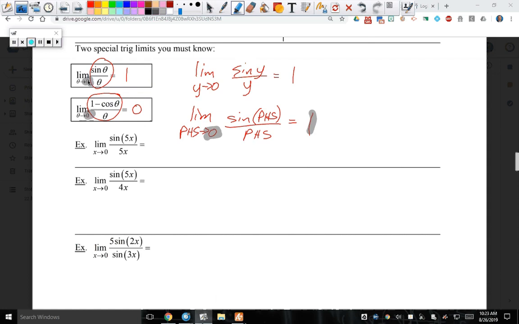So let's look at this first example. I have sine of 5x over 5x. If I plugged it in right now, I would get 0 over 0. So we have to do some kind of algebraic manipulation. Let's try to find a form of this. Well, there is a form of that. I have something over the same thing.